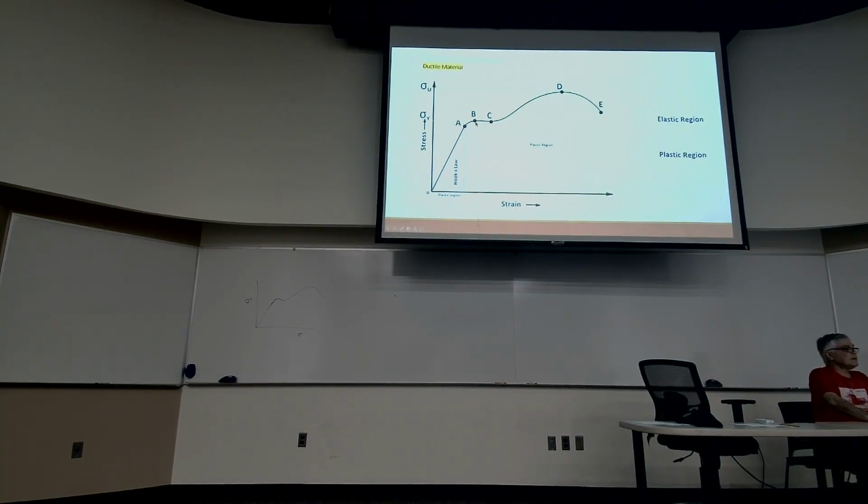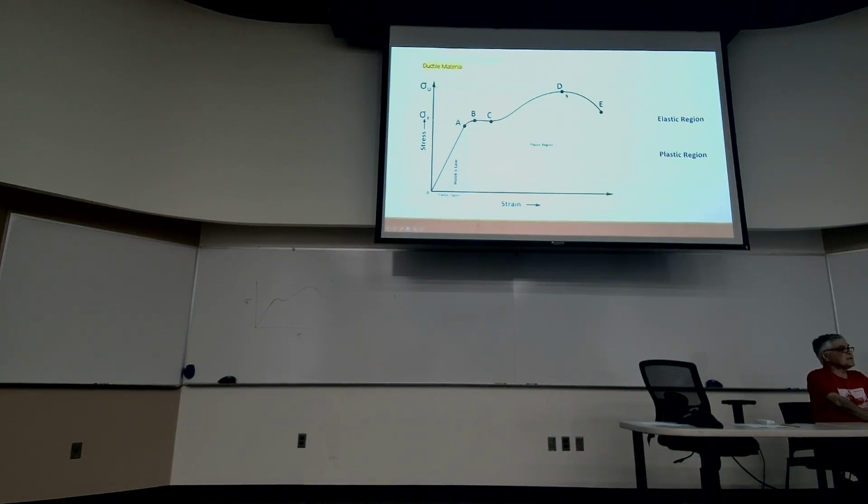From A to B, you still have an elastic region, but it's no longer linear. From B to C, you're going to have relatively large deformations due to shear stress on oblique planes. C to D is called strain hardening. The material shows more resistance. And failure starts at point D and ends at point E.